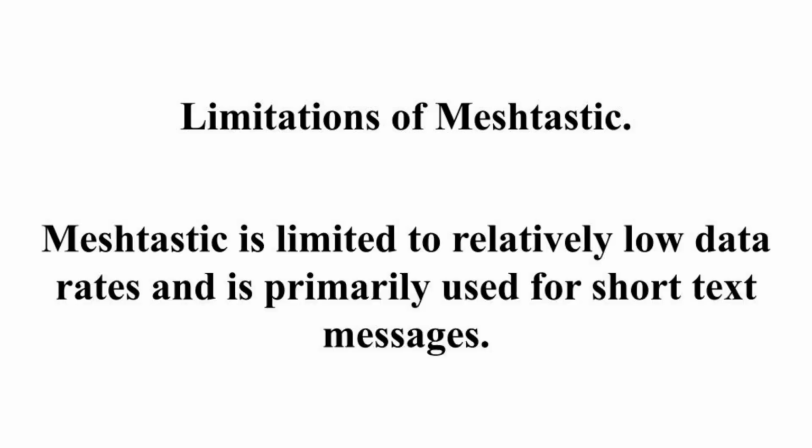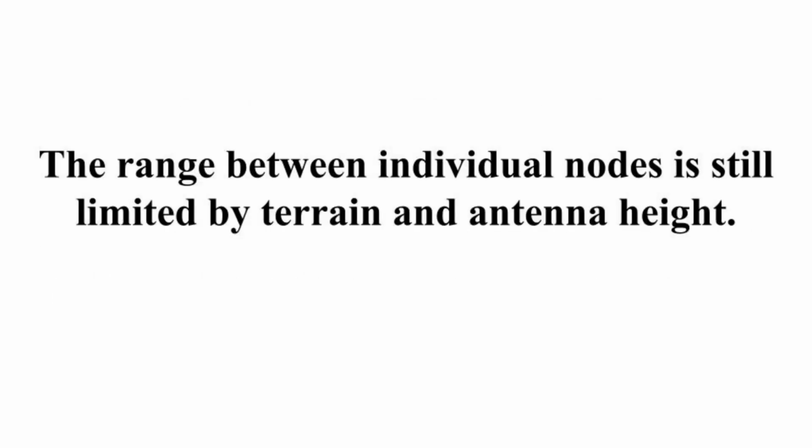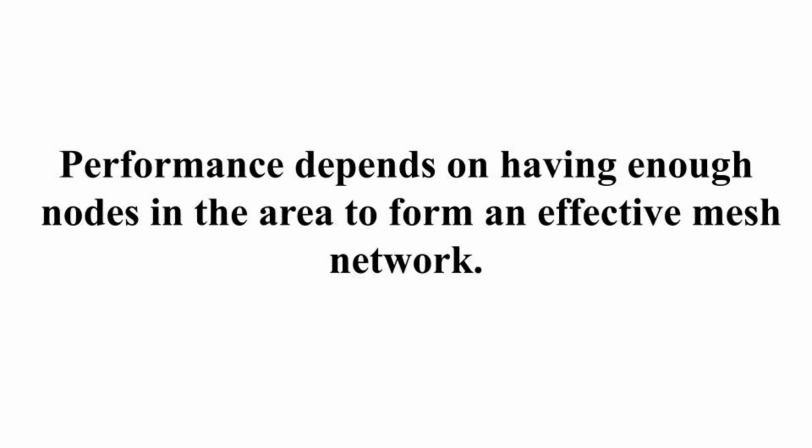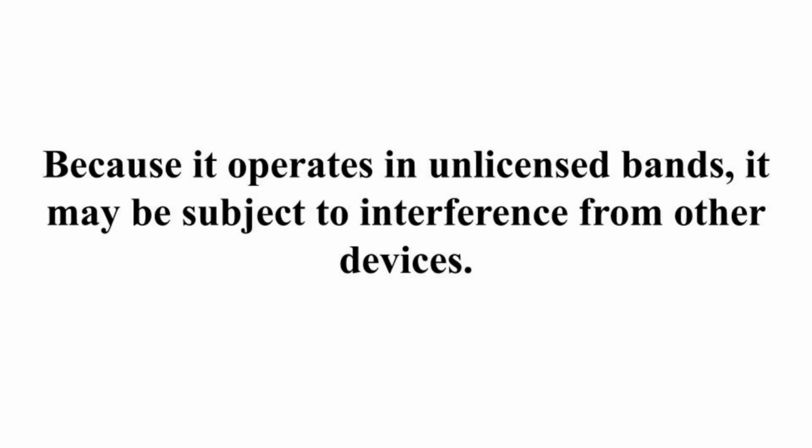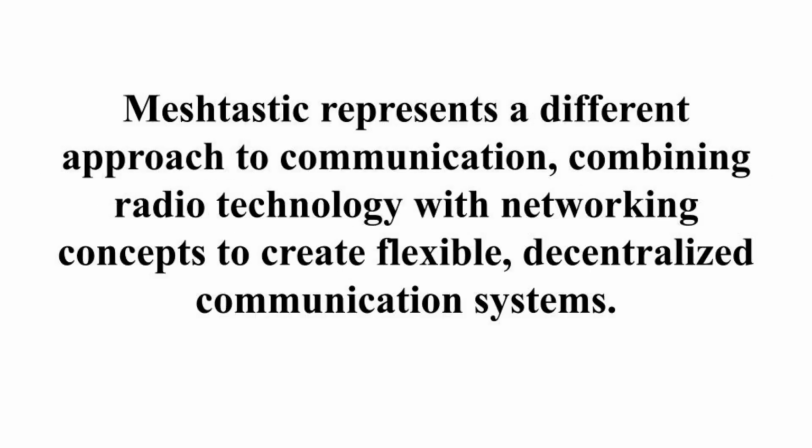Limitations of Meshtastic. Meshtastic is limited to relatively low data rates and is primarily used for short text messages. The range between individual nodes is still limited by terrain and antenna height. Performance depends on having enough nodes in the area to form an effective mesh network. Because it operates in unlicensed bands, it may be subject to interference from other devices. Meshtastic represents a different approach to communication, combining radio technology with networking concepts to create flexible, decentralized communication systems.